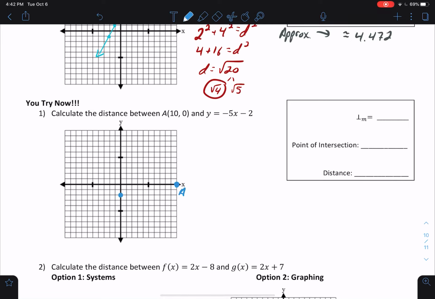So if I were to plot this line, I start at -2 and I go down 5 to the right one or up 5 to the left one. Okay, so there is that line. So if I want to calculate the distance from the point to the line, I need to find my perpendicular slope. So my given slope is -5. So the perpendicular slope is 1/5.